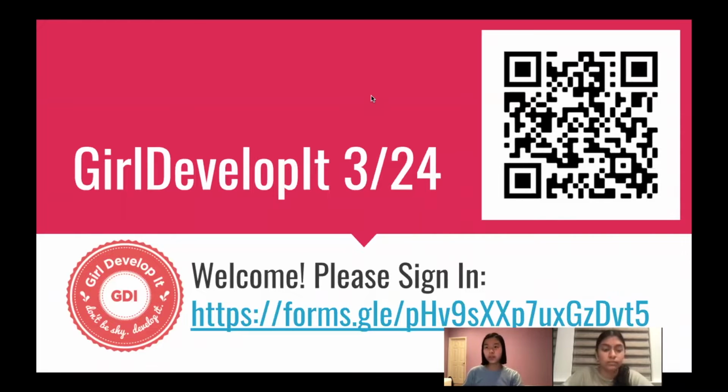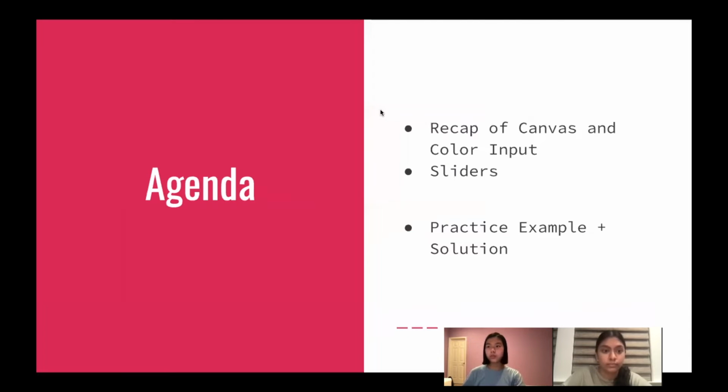Today we'll be covering sliders and focusing on how to code for a color picker. All right, so today we'll be quickly reviewing syntax for the canvas element and how to do color input from last meeting. And then we'll be learning how to code sliders, and we will also be doing a color picker project. And then as always, we'll have practice for you to utilize the applications you learned today, and we'll also go over a sample solution.